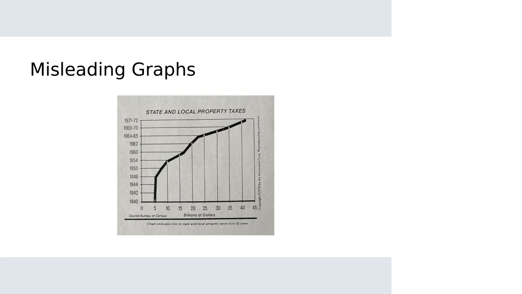Another thing you can do is use an inconsistent scale. Here we have state and local property taxes, and if you're the municipality where this is the case, you might be going, look, our taxes have been flat for a long time. We're probably due for an increase. I mean, they went up a lot, but then they've leveled off and been flat for a long time. So I think we're due for an increase.